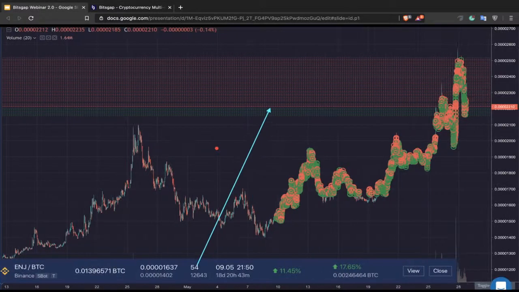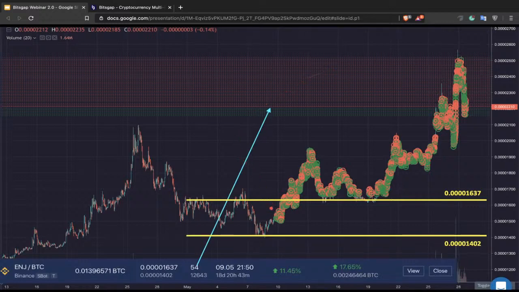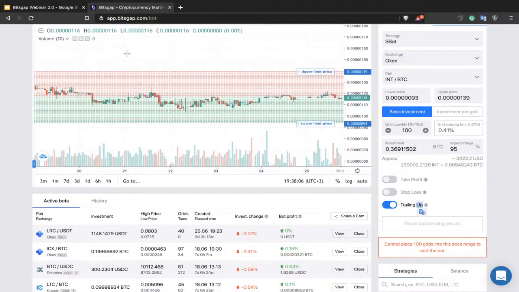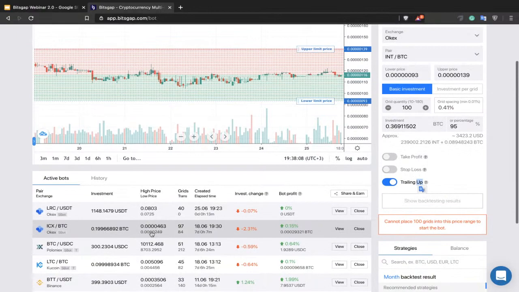So what's presented here is that our trading range is now over here, but initially it was over here. That's the point of the inception where we launched the bot, and we can clearly see the upper limit price and lower limit price here. That's 1637 after the comma and 1402, which is the bottom limit price. And you can see all of your high price and low price over here.